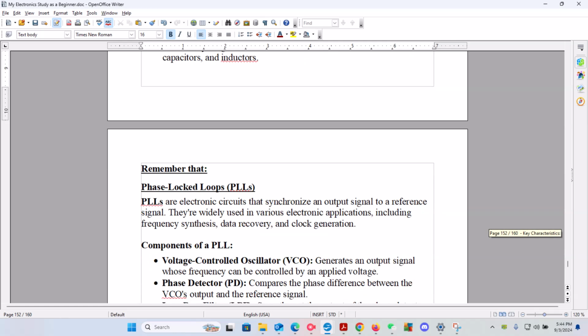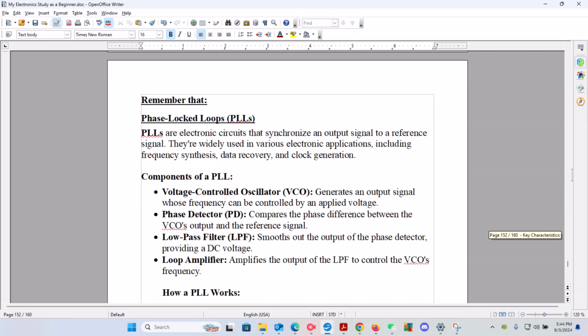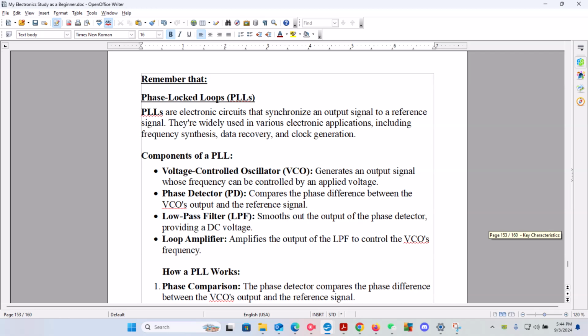Now, what you need to remember is that when we consider phase-locked loops, or PLLs, a PLL is an electronic circuit that synchronizes an output signal. The important thing is to synchronize an output signal, okay, to a reference signal. So when we synchronize, it means we're on the same one. We have the same thing. They're widely used in various electronic applications, including frequency synthesis, data recovery, and clock generation. These are some applications which I won't go over for the purpose of this video.